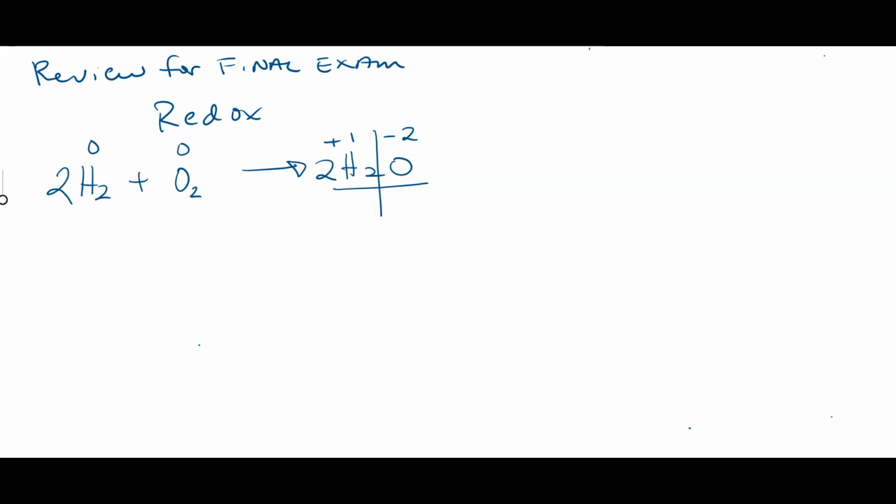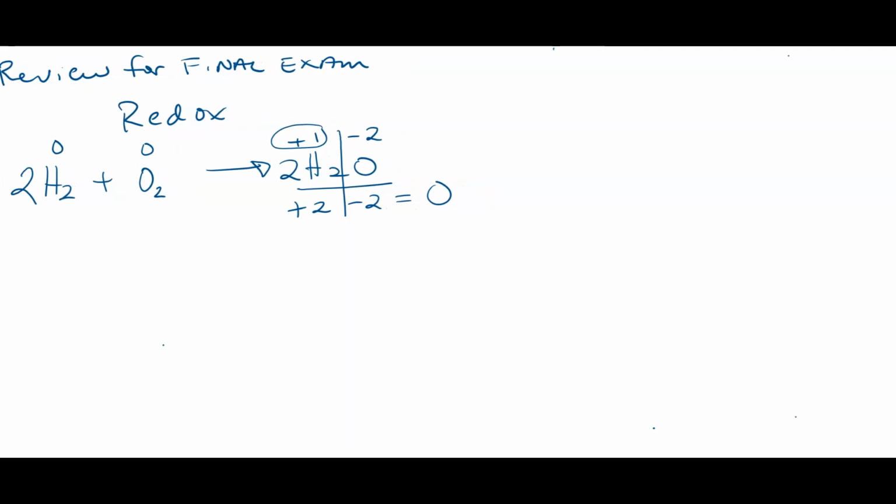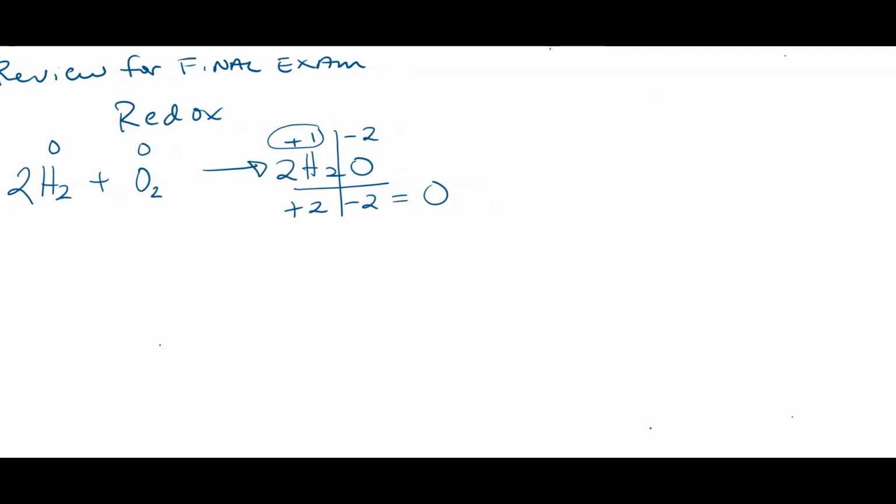To make this balance out, I have 2 H's that are each +1. So this side of the molecule is a +2 oxidation number. That balances out the one oxygen, which is -2. And I see that my overall charge for this molecule is 0, which is what I'm looking for. This molecule has a charge of 0 overall.